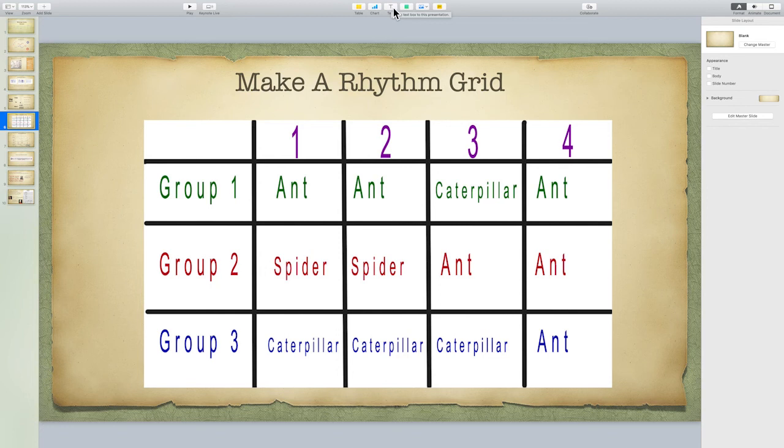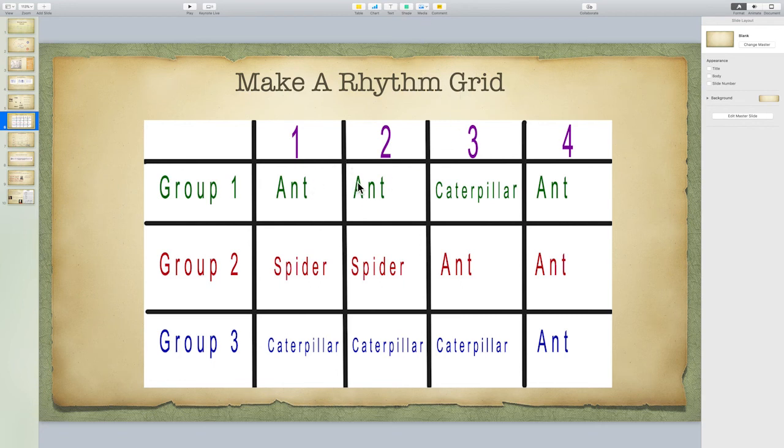And of course, if you want to change the words to different words, then you can change the words to any words that you like, as long as you find the pattern of the words. And you can find that by just repeating the word again and again and again. So that's called a rhythm grid.